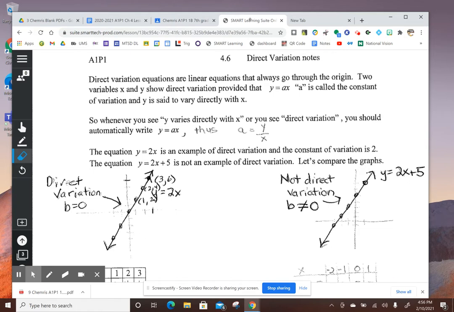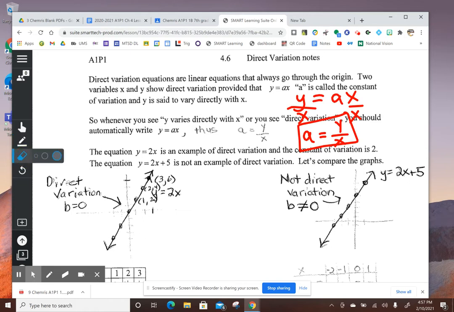Now, I want you to think about this equation. If y equals ax, and I ask you to solve that for a, you would divide both sides by x. So we find out that a equals y over x. This is very important because if you're ever asked to find the constant of variation, you know the constant of variation is always going to be y over x.